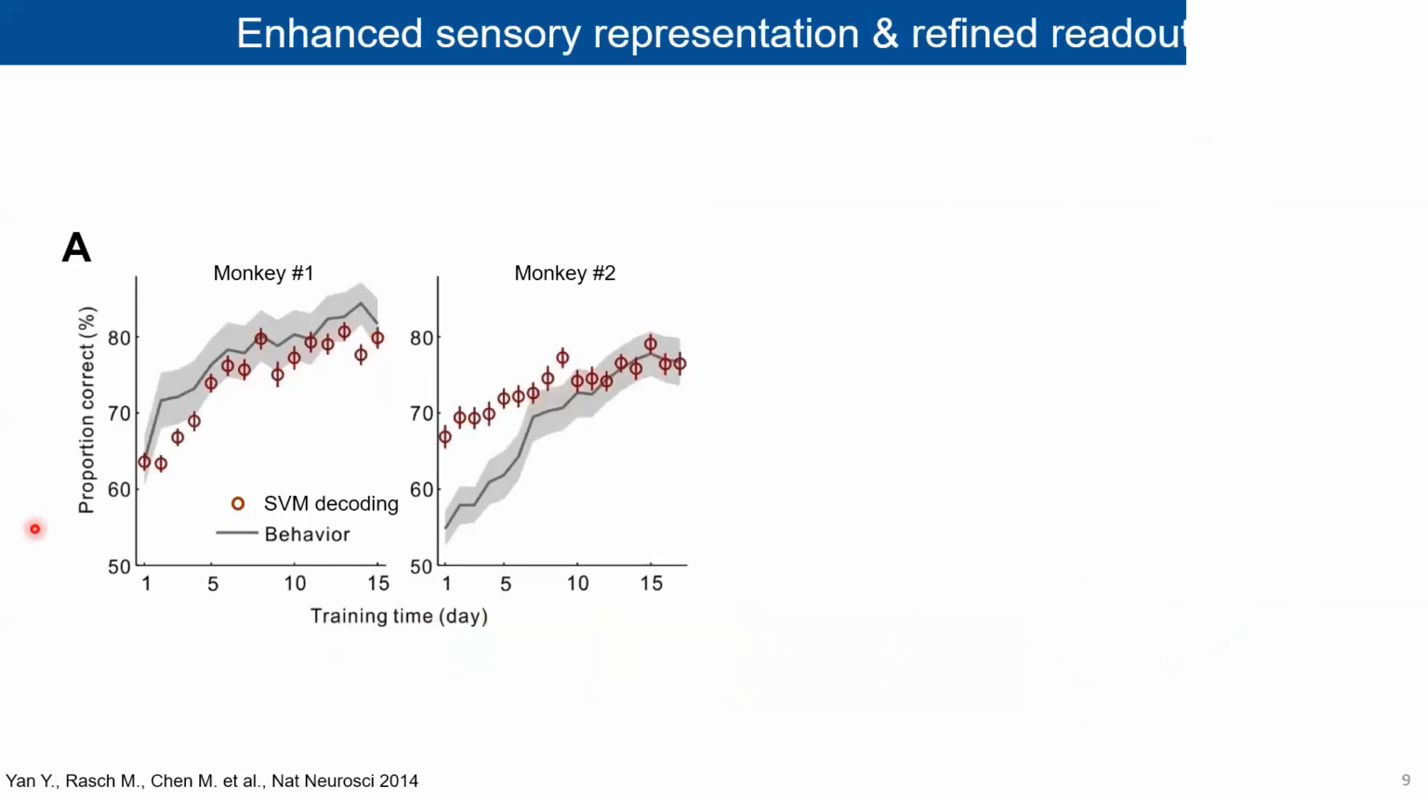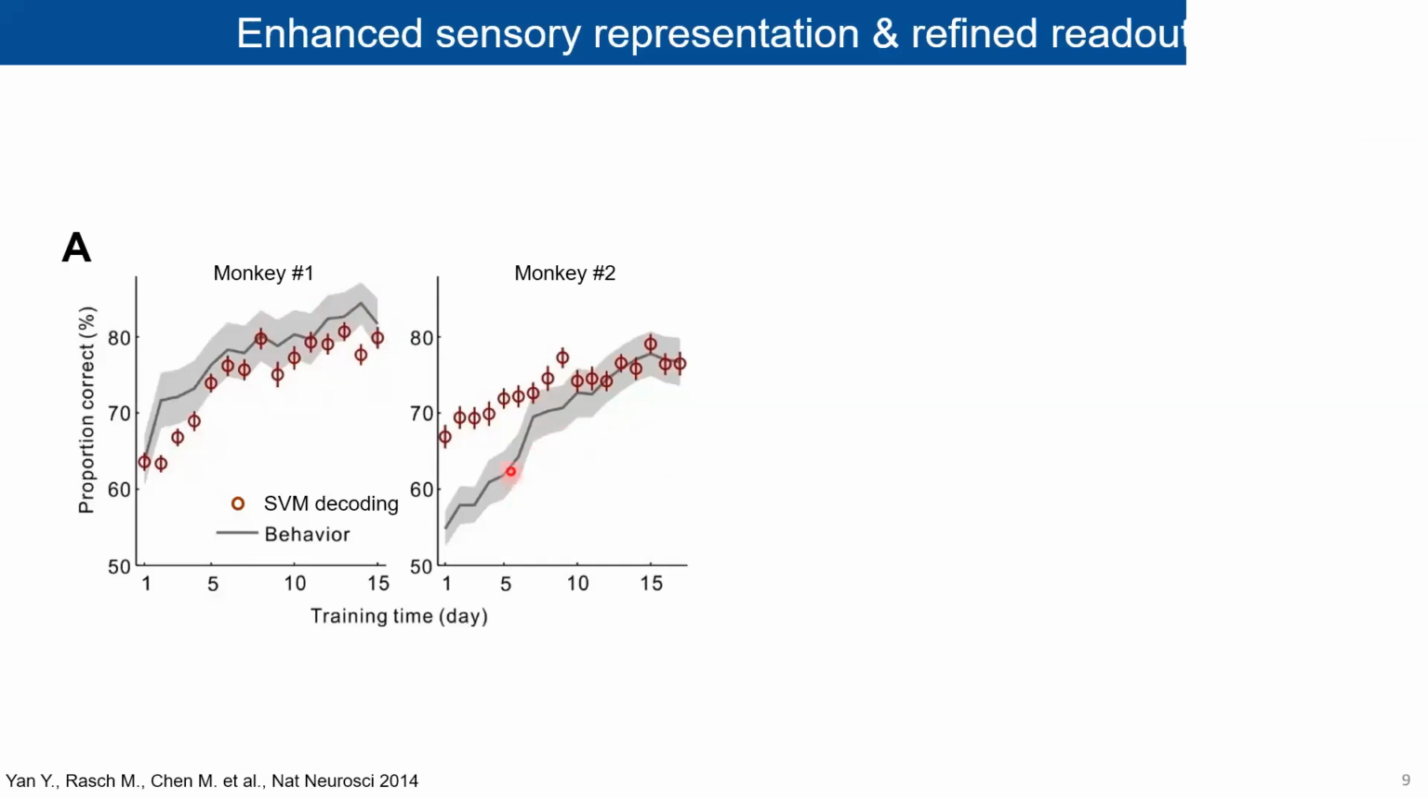Based on the trial-by-trial spike counts of all recorded neurons, we used the support vector machine, SVM, to decode the population responses to the contour and noise patterns. The isolated dots here show the day-by-day decoding accuracies, which are compared with the animal's behavioral learning curve, the solid curve. For this monkey 1, the decoding accuracy increased in parallel with the behavior, indicating enhanced sensory representation of the contour. But for monkey 2, the decoding accuracy also increased.